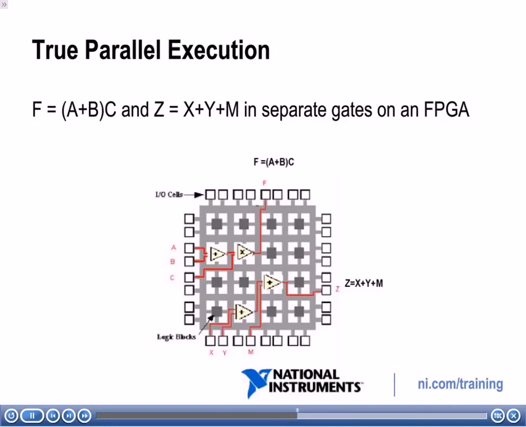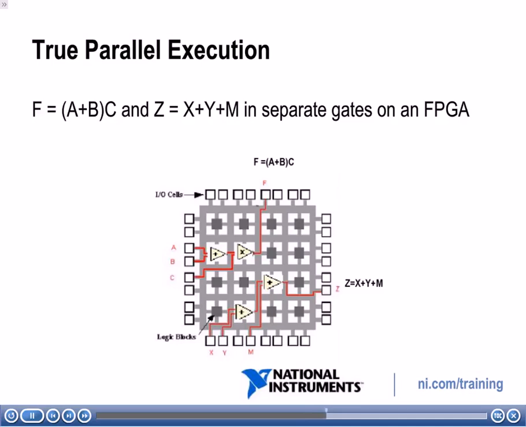Here we see an example of true parallel execution on an FPGA VI. Notice that we've got two separate things going on, truly in parallel. If we look at the top one, we've got signals A, B, and C coming through, and we're doing some sort of algorithm on that, and it's going to get output to F. Then if we look at the bottom, we've got X, Y, and M coming in, and those are being implemented in a totally separate algorithm, and that's going to output to Z.